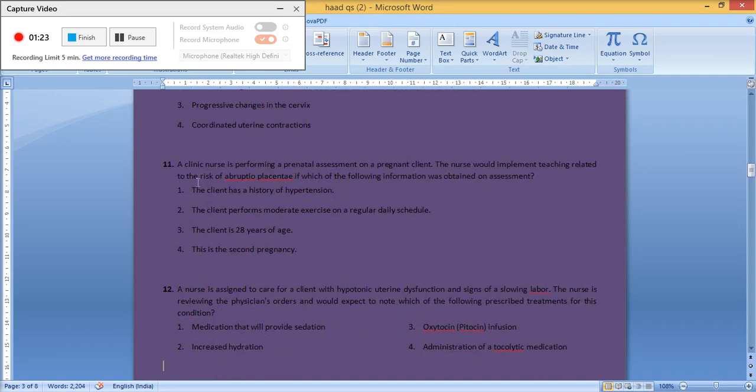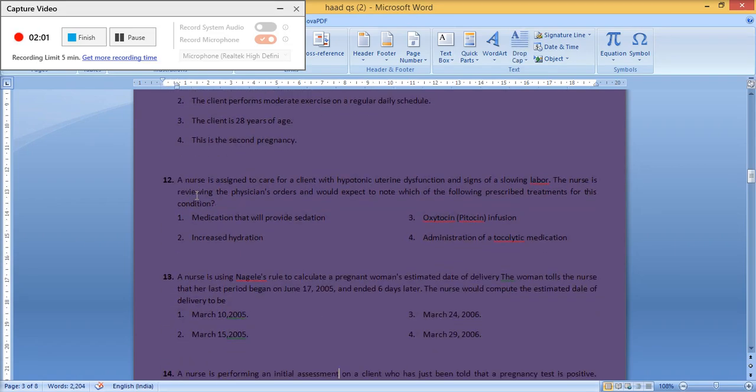11. A clinic nurse is performing a prenatal assessment on a pregnant client. The nurse would implement teaching related to the risk of abruptio placenta if which of the following information was obtained on assessment? 1. The client has a history of hypertension. 2. The client performs moderate exercise on a regular daily schedule. 3. The client is 28 years of age. 4. This is the second pregnancy. The correct answer is 1. The client has a history of hypertension.